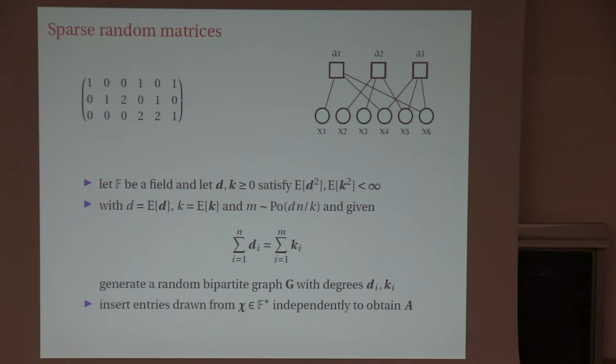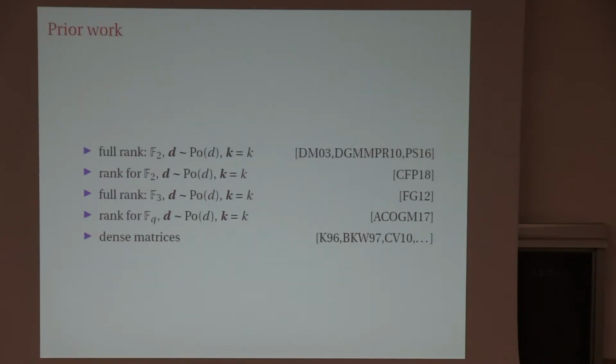That's good. My aim is going to be to find the rank of this random matrix. If you take a finite field, then this corresponds in coding theory terms to finding the rate of a low density parity check code. Now, this problem has received quite a bit of attention.